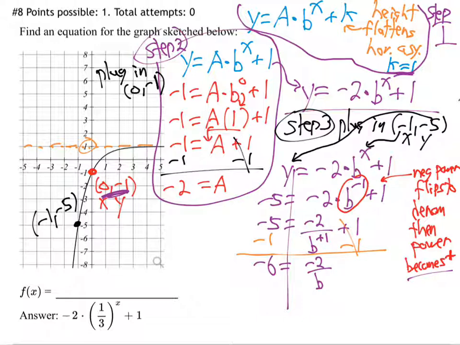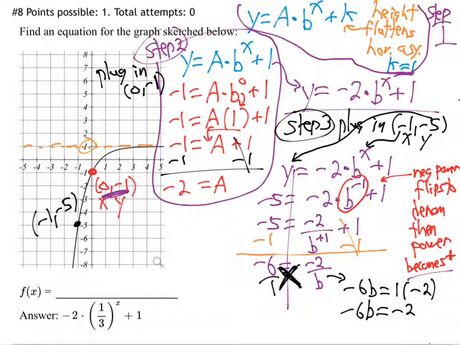Now, how are we going to solve that? Well, how do you solve when you have a fraction? You put this over 1, cross multiply, don't you? So minus 6 times b, right, these two multiply, and then these two multiply, is 1 times minus 2. So that's minus 6b is minus 2. How do you finish solving for b? Divide by minus 6. And then reduce that fraction. It's positive 1/3, right?